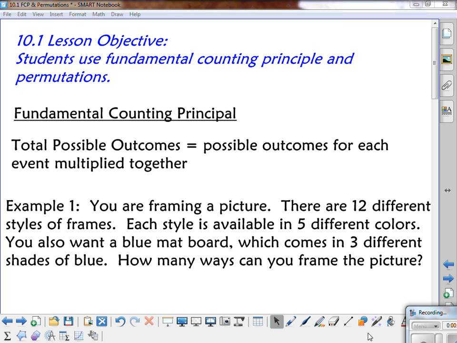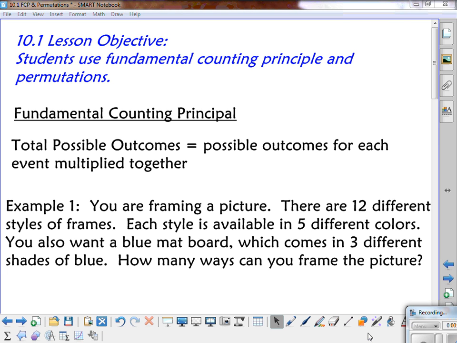So for example, if I'm framing a picture and there are 12 different styles of frames, and each frame comes in 5 colors, how many different frames are there at that point, right? There's 60 frames, right? 12 times 5.